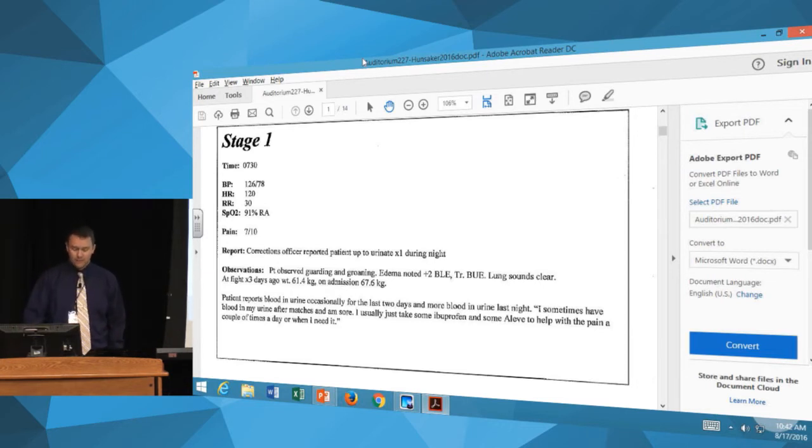Now, this one was about an African-American male boxer who got in a bar fight after he had a prize fight. And this is all a student's work.